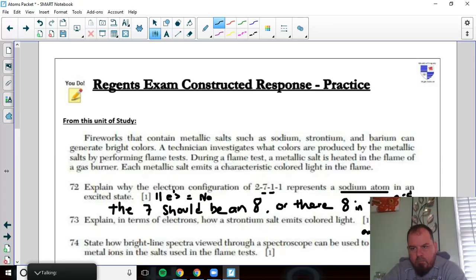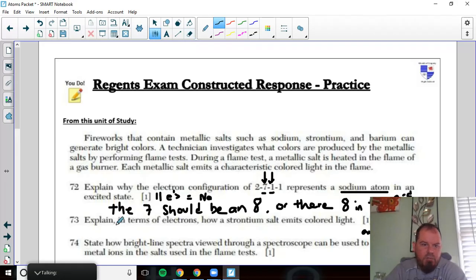Okay. So you can talk about the 7, how there should be 8. There should be 8 electrons in the second energy level before there's any electrons in the third, or there should be 8 electrons in the third energy level before there's any in the fourth. Either way, okay?